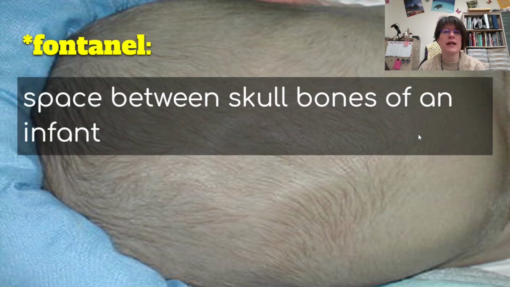There's also the fontanelle. Now, we usually call this the soft spot. This is the place between skull bones of an infant. Right here, we can see that fontanelle. And this is so that the skull can compress so the baby can make it through the birth canal without getting stuck. That's why some babies look kind of like they have little cone heads when they're born, because those bones have to decompress and spread out again.